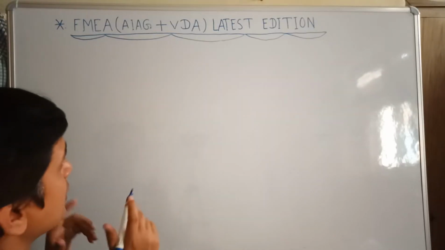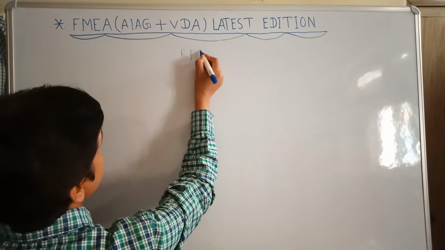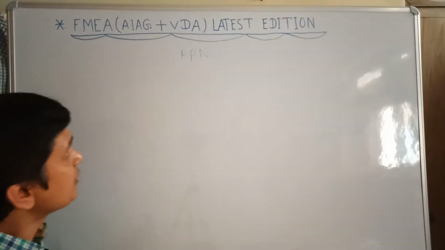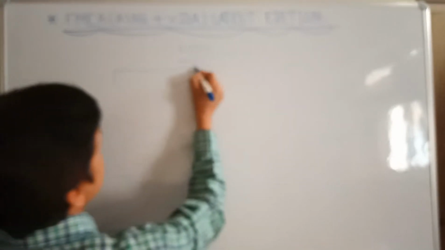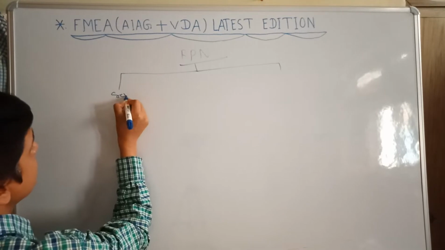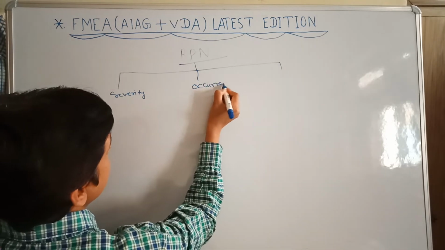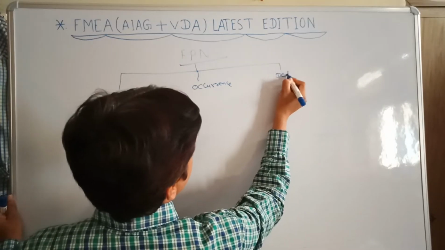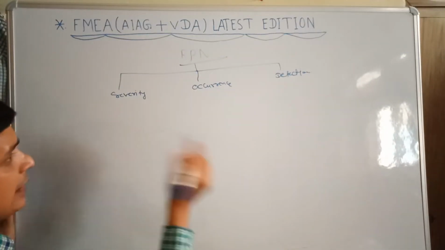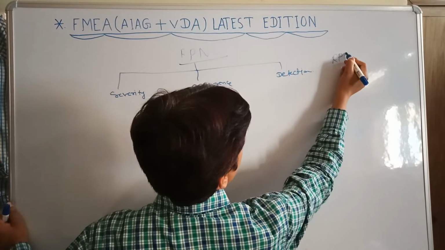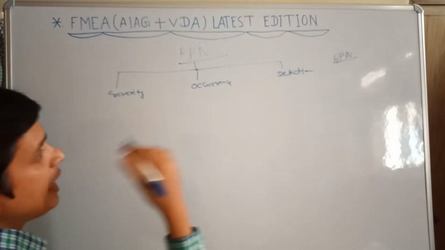Before this, in the 4th edition, the RPN, Risk Priority Number, was the multiplication of three things: severity, occurrence and detection. That made it very difficult to analyze the final RPN. If the RPN number is the same, it is very difficult to find where we have to take action.